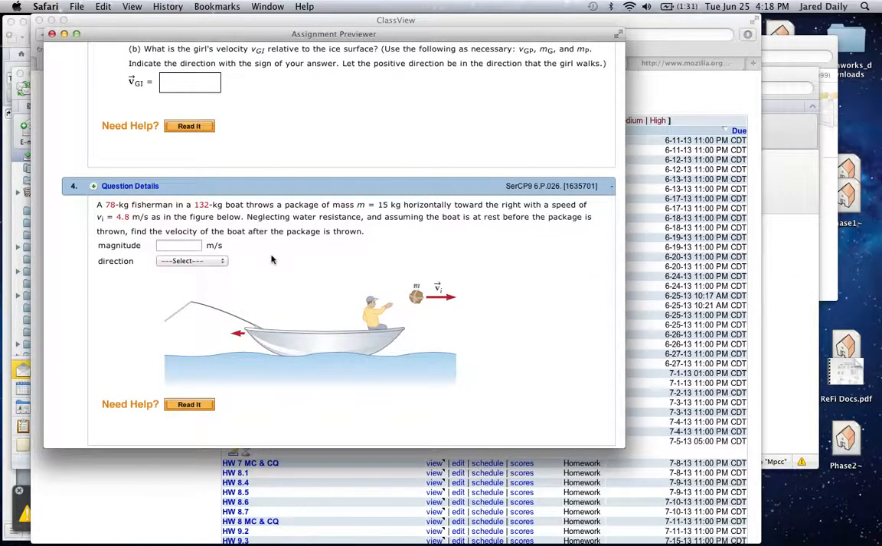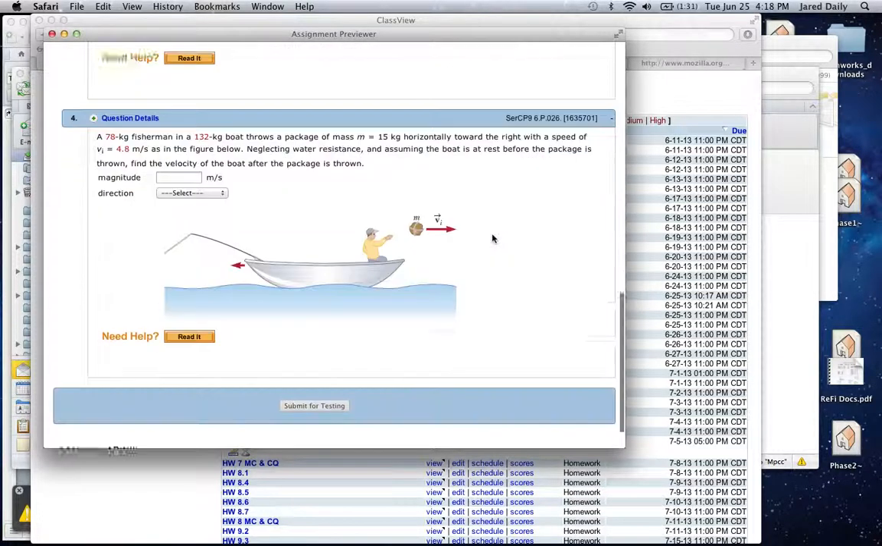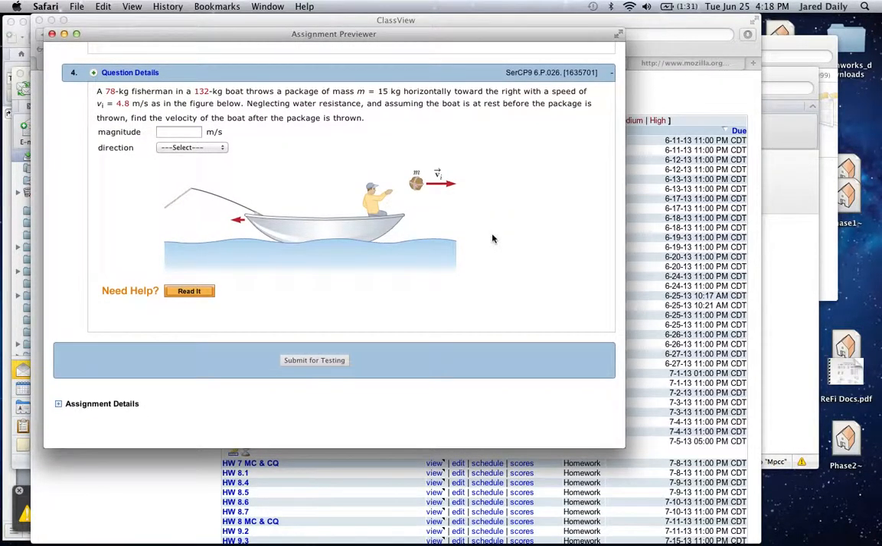Here we have a 78 kilogram fisherman in a 132 kilogram boat. He throws a package of this mass horizontally towards the right with a speed of 4.8, neglecting water resistance and assuming the boat is at rest before the package is thrown, and we're finding the velocity of the boat after the package is thrown. Again, that's going to be conservation of momentum where at the beginning everything is at 0 and then he throws the package, and so you're going to get most of your momentum going in the package, but some momentum in the boat going the opposite direction. Just set up all your initial momentums, set them all equal to your final momentums, and you're good in all these problems.